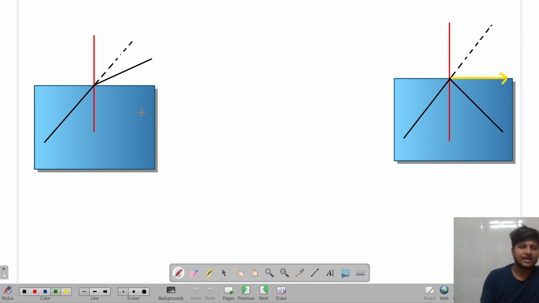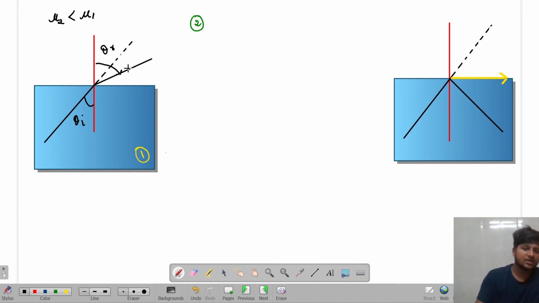See this. Let's suppose this is my medium 2, the upper part, and this is my medium 1, the denser part. I'll write with yellow light over here. So the denser medium is your medium 1, rarer medium is your medium 2. What is the property? Mu2 is less than mu1. Now here the angle is theta I, and let's suppose it is getting refracted at some angle of theta R. Got it or not?